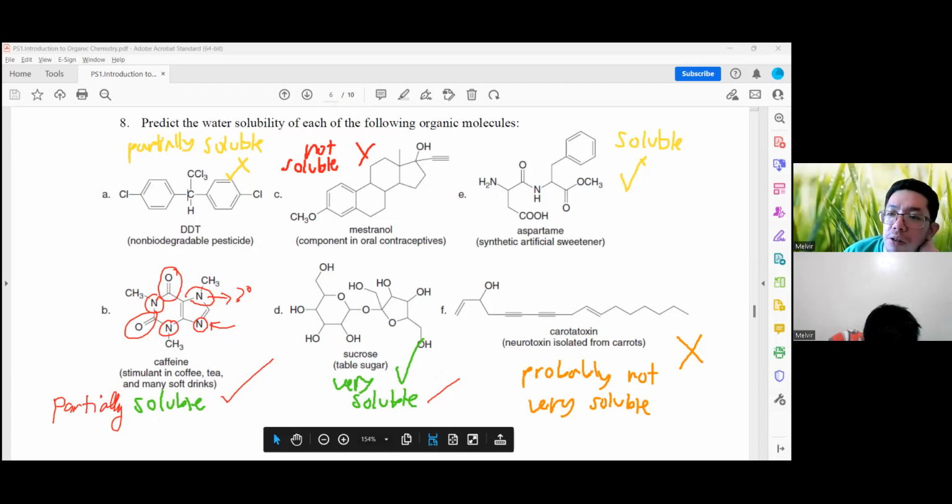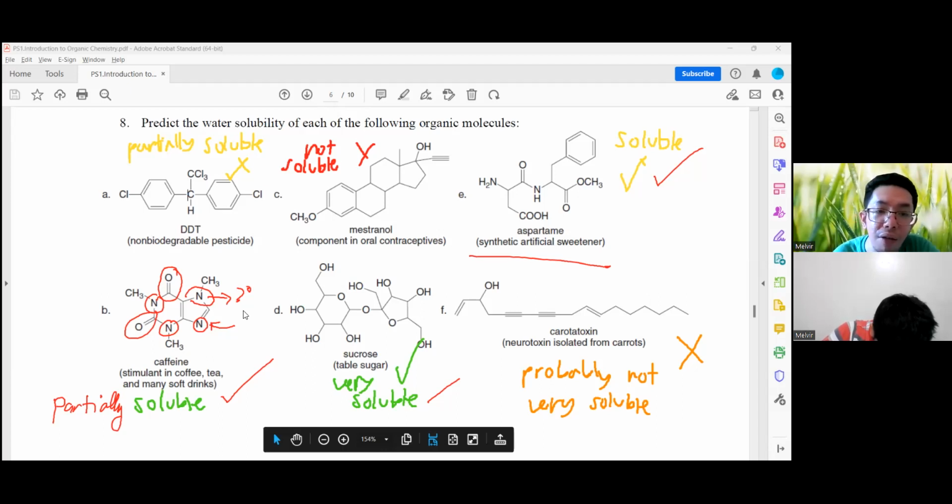Of course, the very controversial ngayon, narinig mo na ba yung news, yung mga Reuters nabasa ko, kagabi lang, aspartame, synthetic artificial sweetener. This is actually soluble in water, that's correct, okay? So, what makes aspartame soluble in water, Josh? Bakit siya soluble in water, Josh?